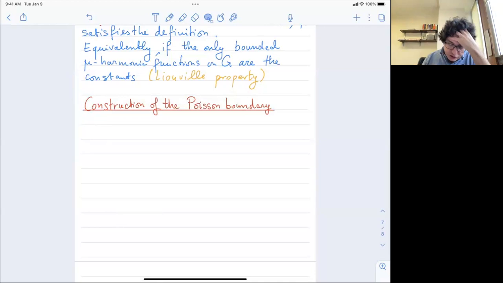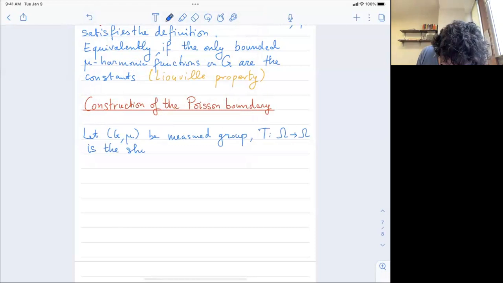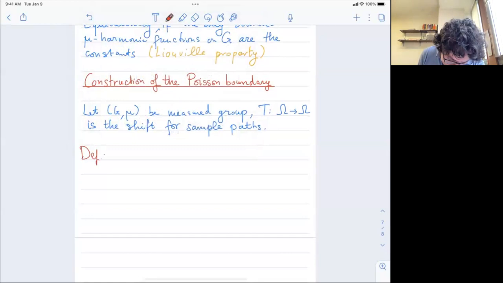Okay, so the construction is somewhat delicate in measure theory. It has to do with the theory of measurable partitions. So we look at the following. Again, we look at a measured group G, and again T from omega to omega is the shift for sample paths. And now we want to give a first identification. So the Poisson boundary is defined as a quotient.